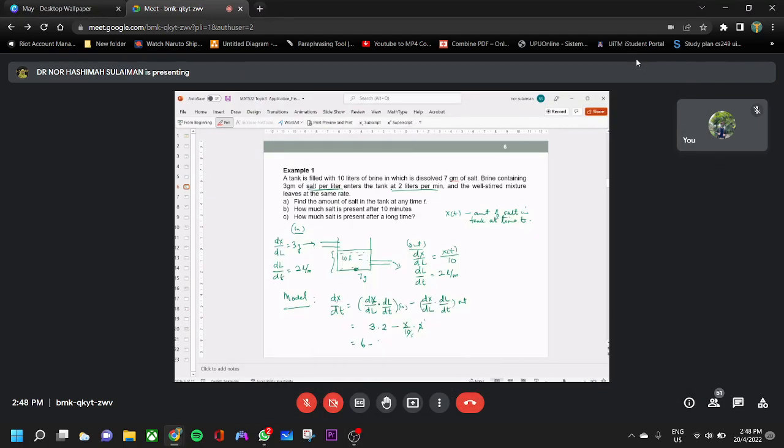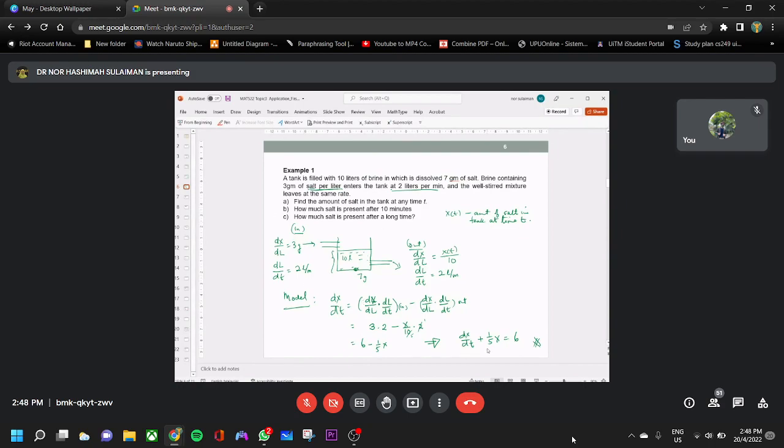Subtract with 1/5 x, right? So the model becomes dx/dt plus 1/5 x equals 6. Okay, are you all with me? Yes, Doctor. Okay, so this is a first order. This is the model presenting the problem.